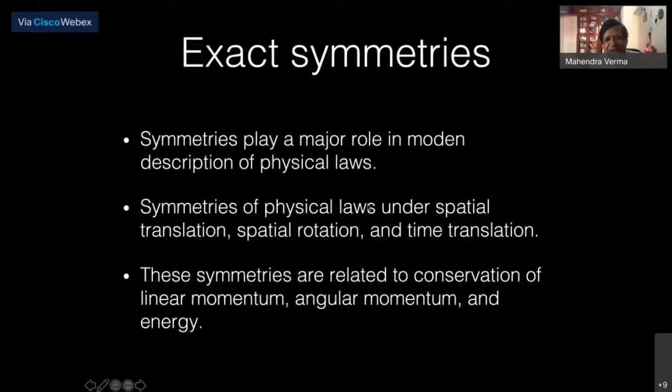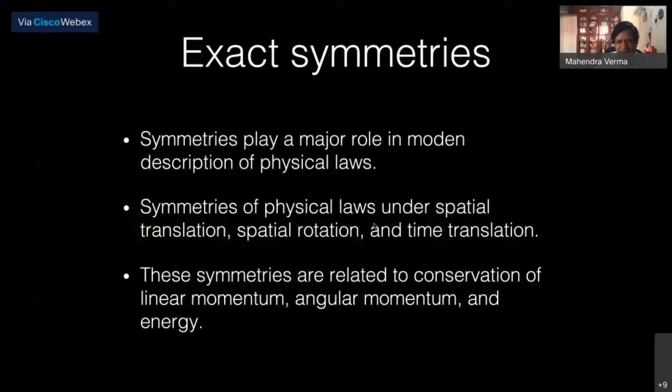So basically, symmetries play a major role in modern physics. For example, symmetry under space translation: the laws of physics are the same here in Kanpur and in Bangalore. That symmetry leads to conservation of linear momentum. There are three fundamental symmetries listed here: spatial translation, spatial rotation, and time translation, and they are exact symmetries. They are not violated.